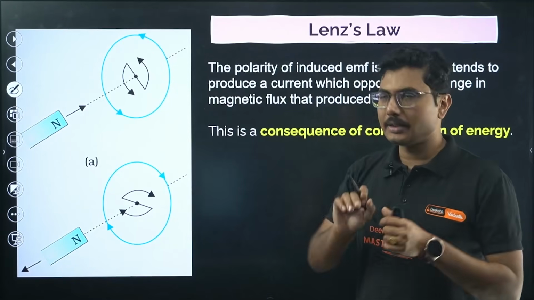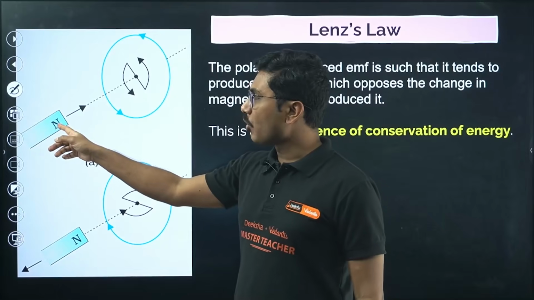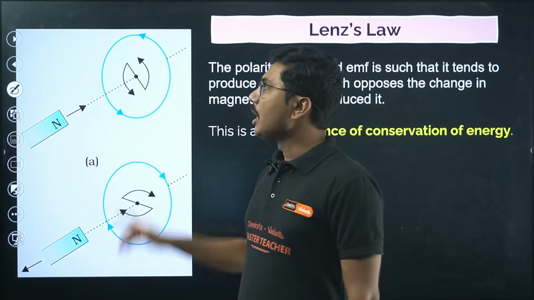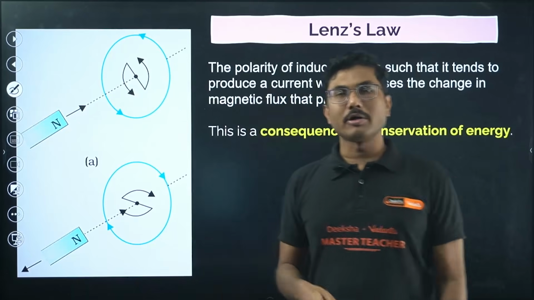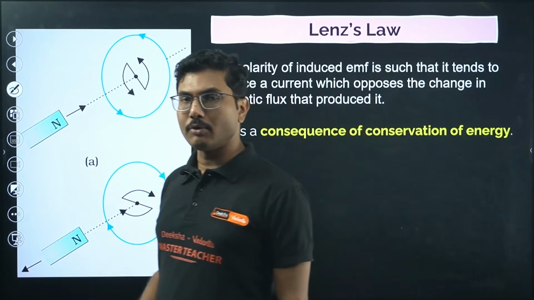First of all, let us understand this concept. Many students falter in Lenz's law. When you are taking a north pole of a magnet towards a coil, a current is produced in the coil. Now the coil also produces its own magnetic field. A current carrying coil behaves like a magnetic dipole, right?